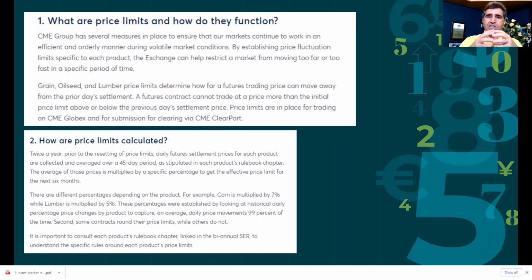So it's very important to understand your limits, what the price limits are, what a lockdown is. Again, this is to make sure the speculators are not taking advantage and pushing the prices so much lower. They want some kind of sanity to make sure people have time to digest what's going on.